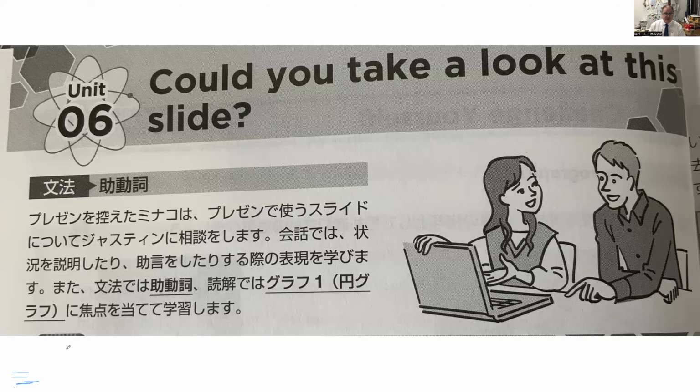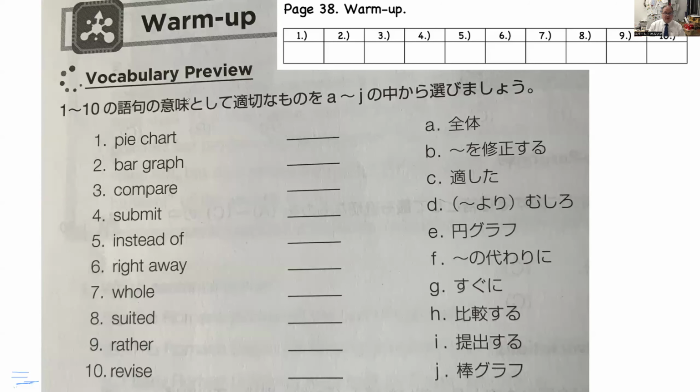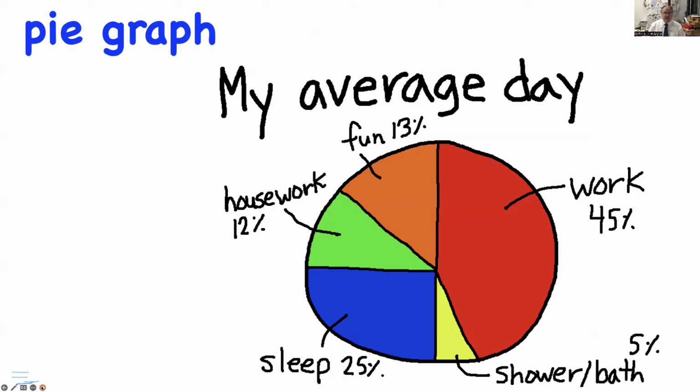This is for Unit 6, and this is the vocabulary you have to learn. You have to learn pie chart, bar graph, compare, submit, instead of, right away, whole, suited, rather, and revise. Later you'll have to match the English with these Japanese phrases. So let's talk about them really quickly.